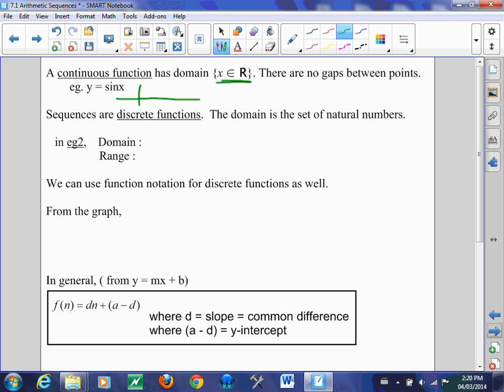Just remember from sinusoidals, you start at your axis, go up, go down, etc. It's smooth and it's curved. Remember, we draw a solid line.